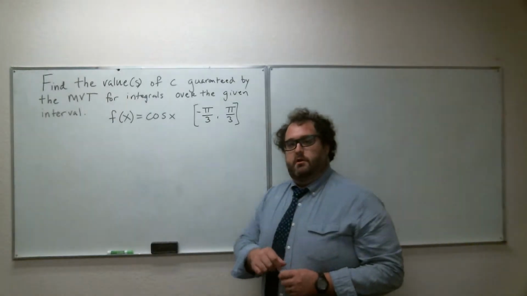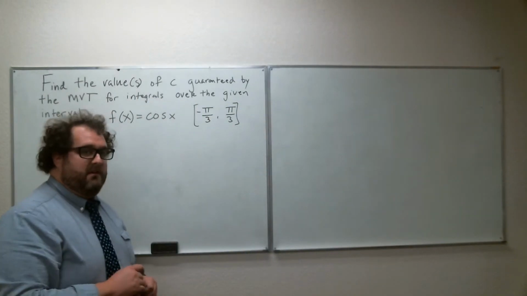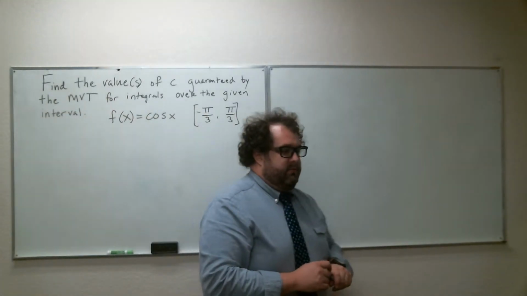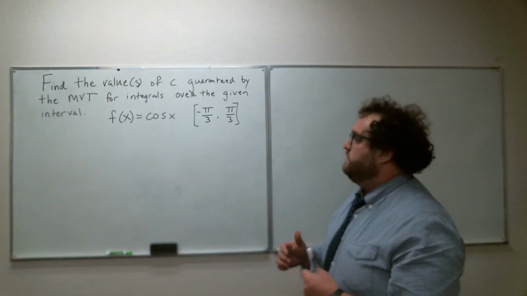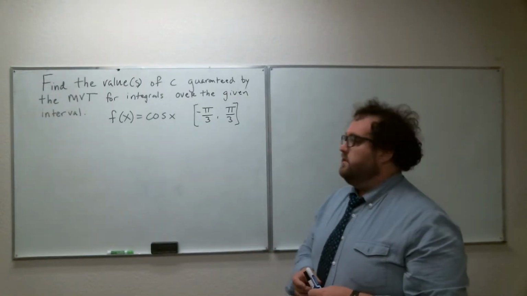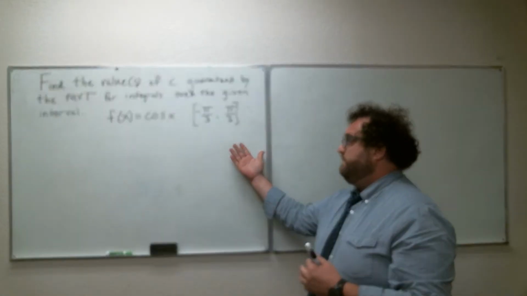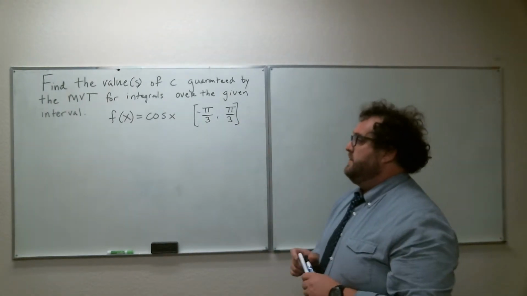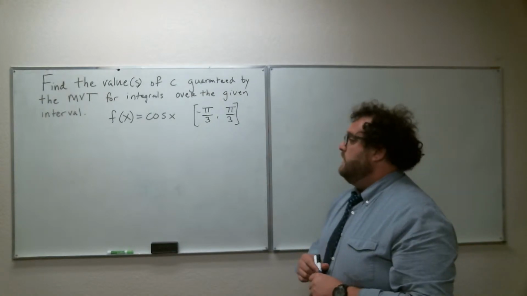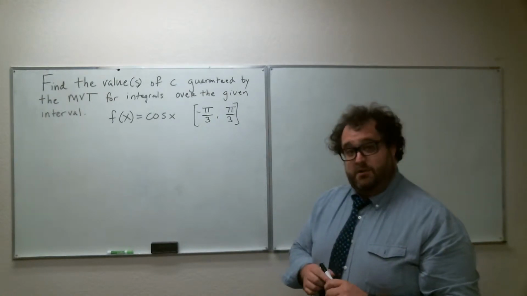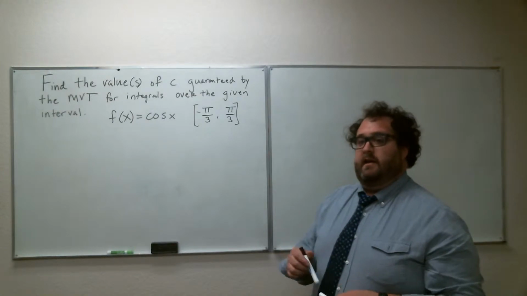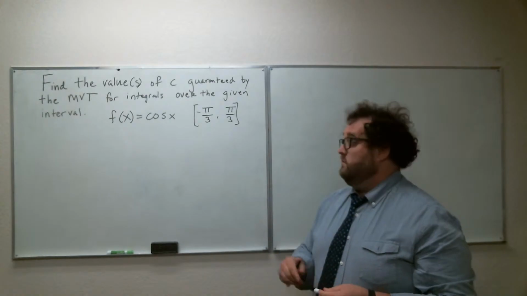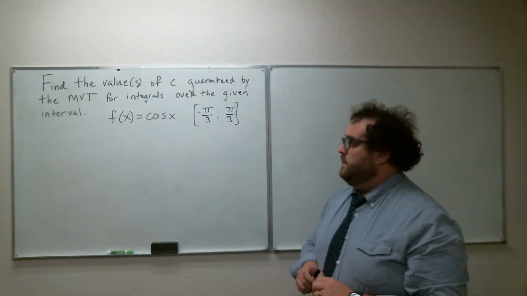Alright guys, I have a quick question asked online about the mean value theorem for integrals. Some of these problems ask you only to find the average value of the function over the interval. This question asks to find the value of c guaranteed by the mean value theorem for integrals, which involves one additional step after finding the average value. So we'll actually do that first, then we'll find the value, or values of c rather, here.